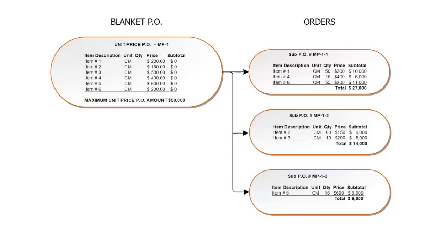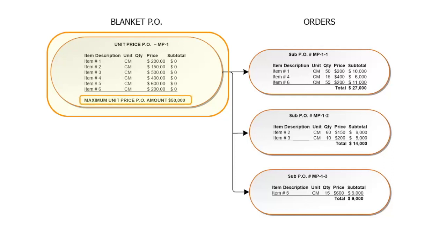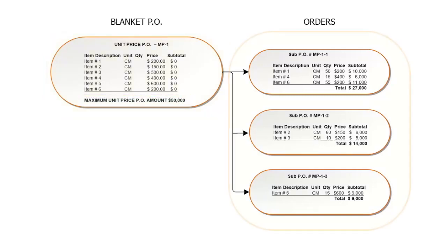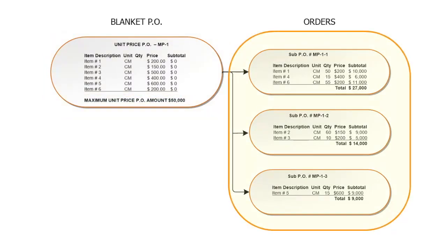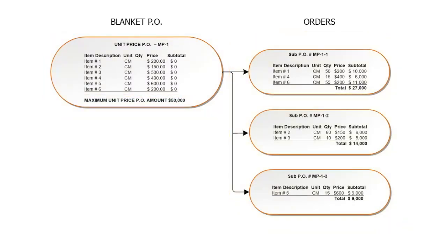When you create a purchase order in Gate 3, 2 steps are involved. The first step is to create a purchase order with an estimate of the maximum amount in accordance with the budget. The second step is to create an order associated to the blanket purchase order. This video will demonstrate how to create a blanket purchase order.